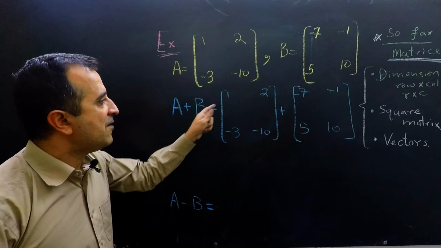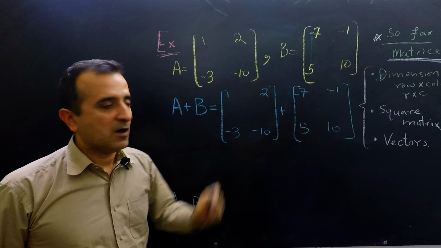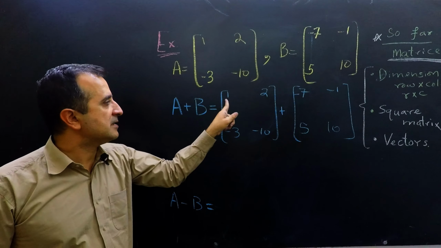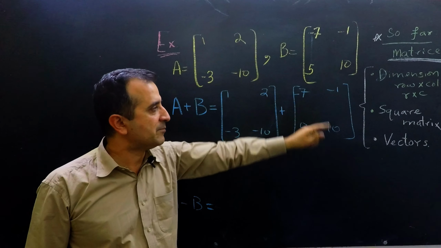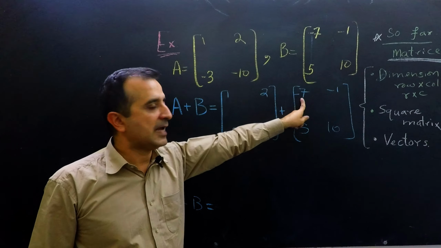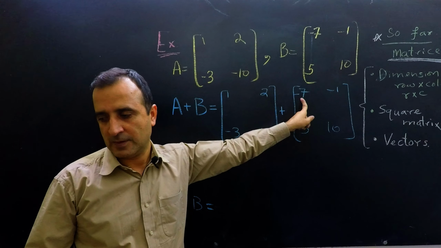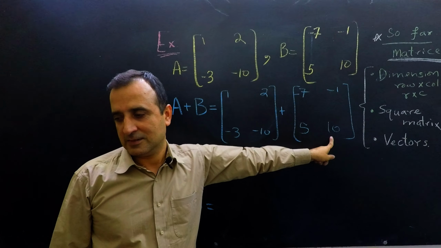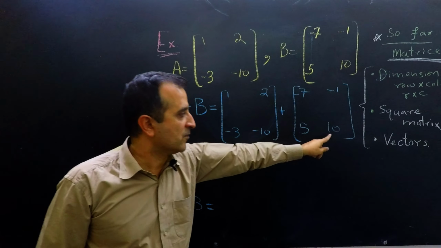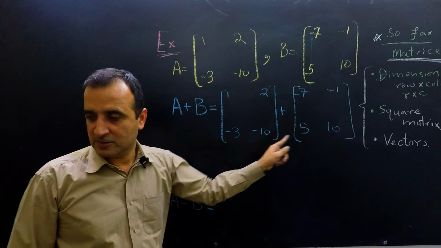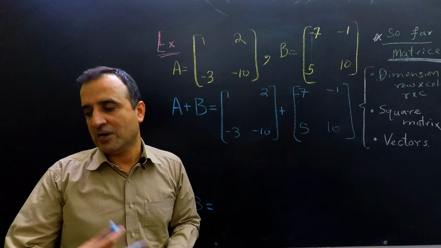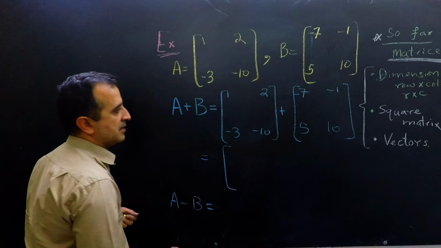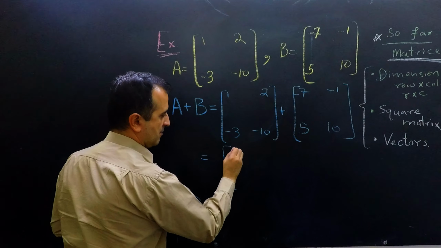And now I have to add corresponding entries. This entry is at location first row and first column. I add this entry with this entry because in the matrix B, this entry is at location first row and first column. What is the location of this entry in the matrix B? Second row and second column. And so I will add this entry with this entry because these two are the same location in different matrices. So now I add 1 with minus 7.